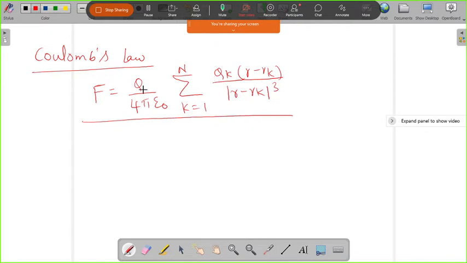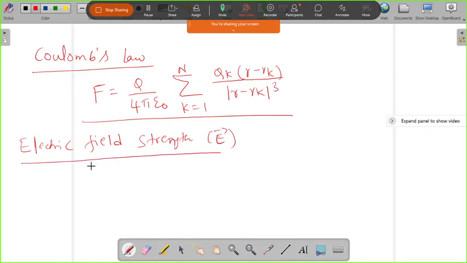So today we will discuss one more quantity, that is electric field intensity. This Coulomb's law is related to the electric field intensity, and we can find the electric field intensity or electric field strength due to a point charge, even a single point charge, or if we have n number of charges, we can find the field strength. So electric field strength, that is E.